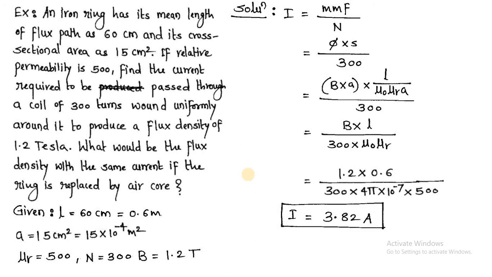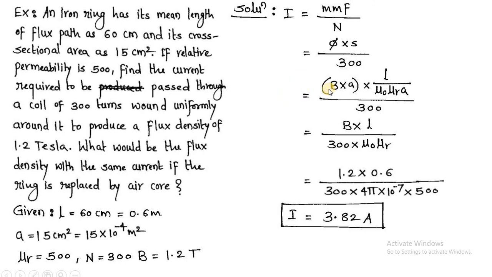What is the unknown parameter for us? What are we supposed to calculate in the second part? Yes. Flux density. Flux density means capital B. Yes. Okay, so capital B. Okay, so now use the same formula.